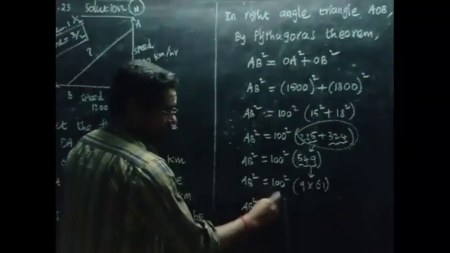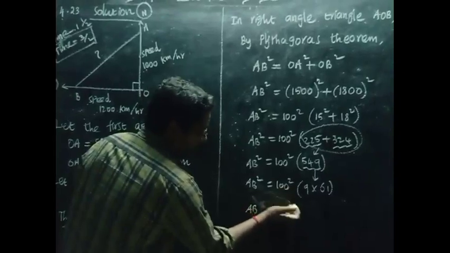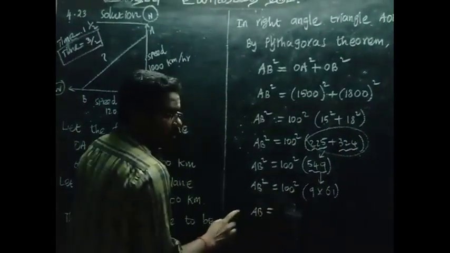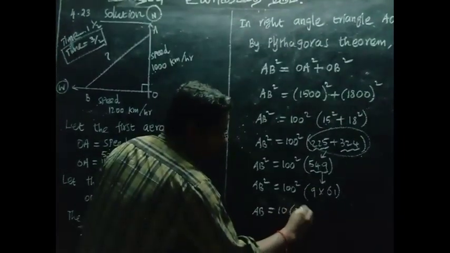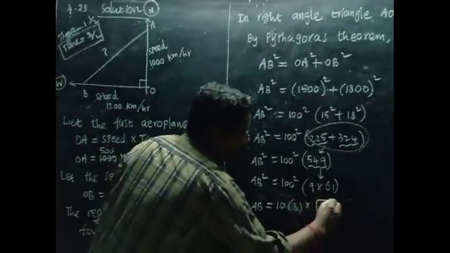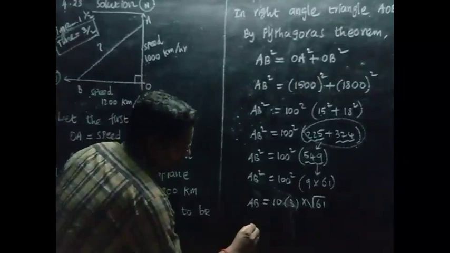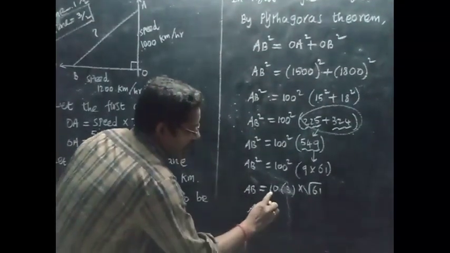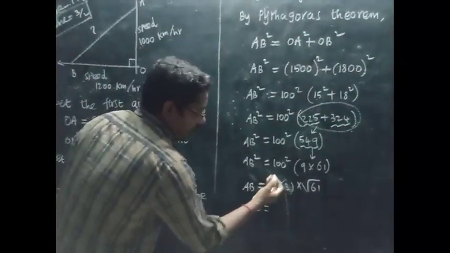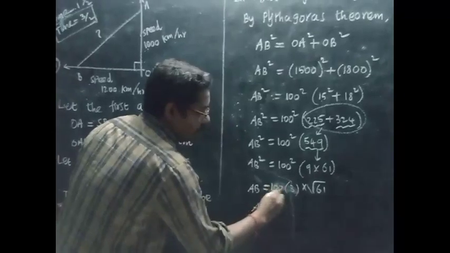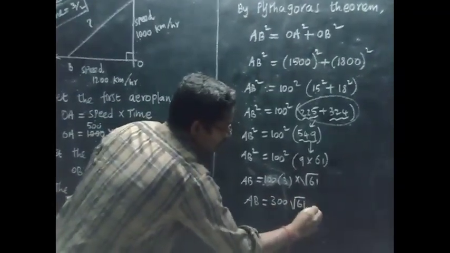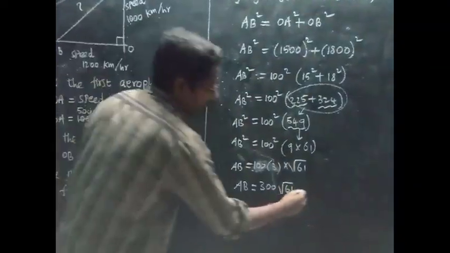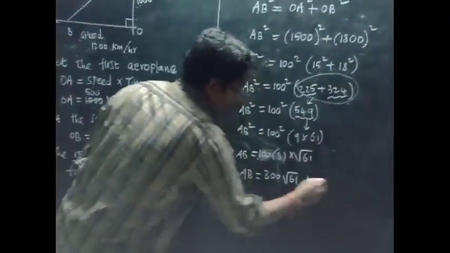We split 549 into 9 into 61. The square root of 100 square is 100, and the root of 9 is 3. We cannot take the square root of 61, therefore AB equals 100 into 3 root 61, that equals 300 root 61 kilometers. Okay, that is the answer.